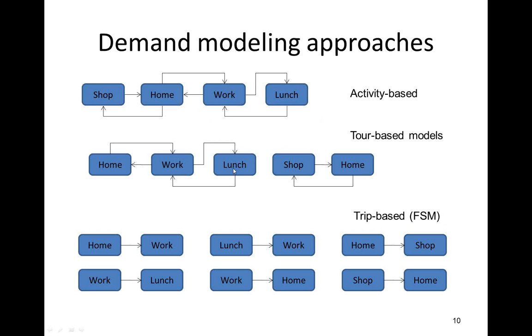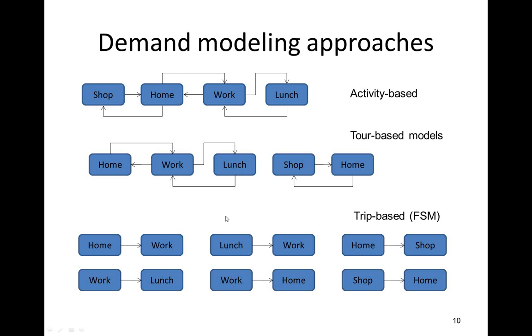A compromise for that is called a tour-based model. In the case of tour-based models, there's a finite set of tours. One tour is home, work, lunch, work, home. That's one tour. Another tour is home, shop, home. And based on this finite set of tours, each traveler will then choose the particular tour based on several constraints.